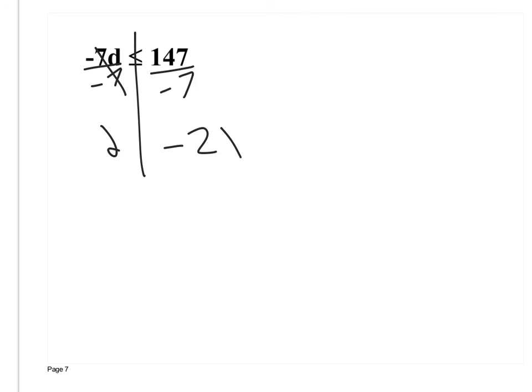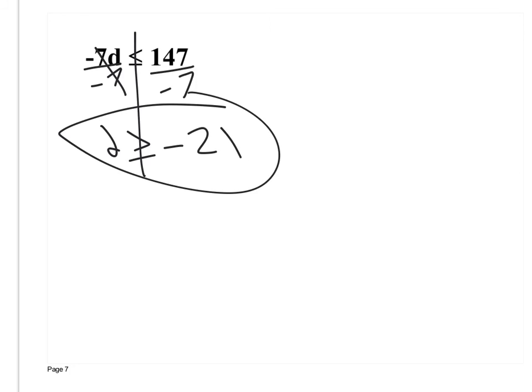Now I need to decide what my sign is going to be. Am I going to keep it the same as less than or equal to, or do I change it? Since I divided by a negative number, I have to switch it to make it d is greater than or equal to negative 21. Pick a number that's greater than or equal to negative 21. Let's go with the easy number 0. 0 times negative 7 is 0. Is 0 less than or equal to 147? Yes, it is, so this must be right.